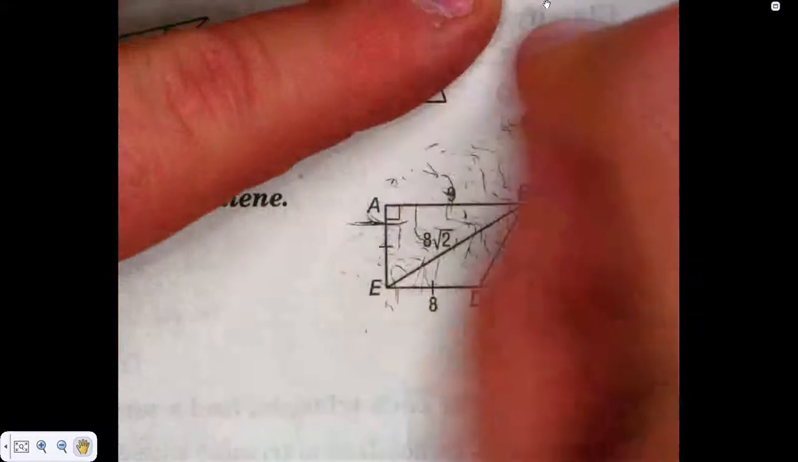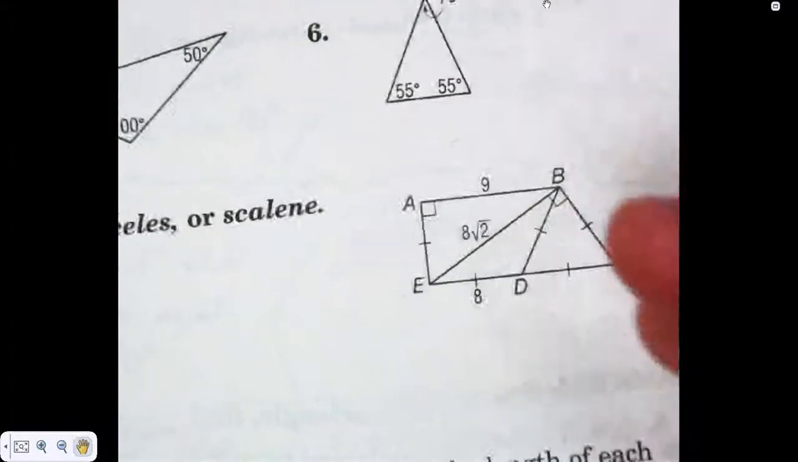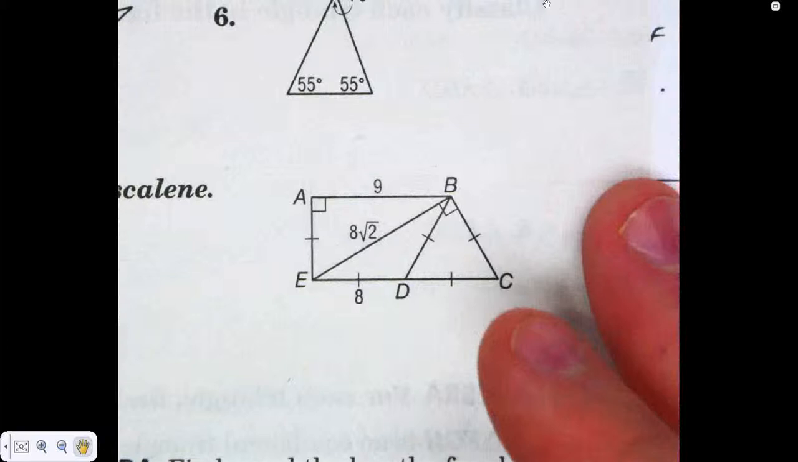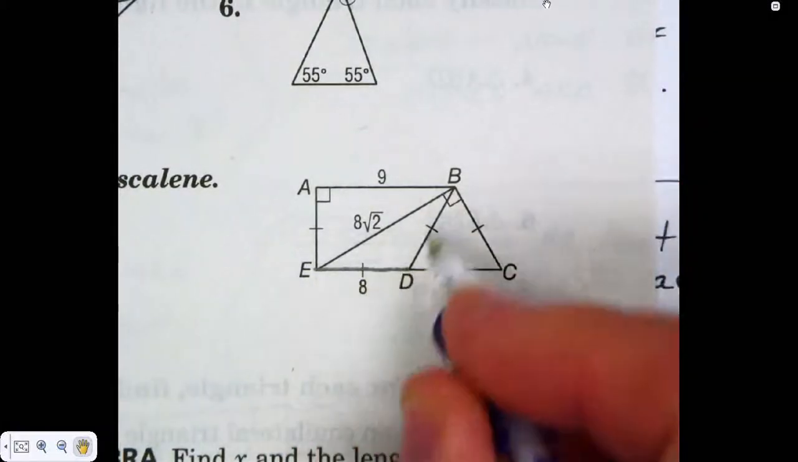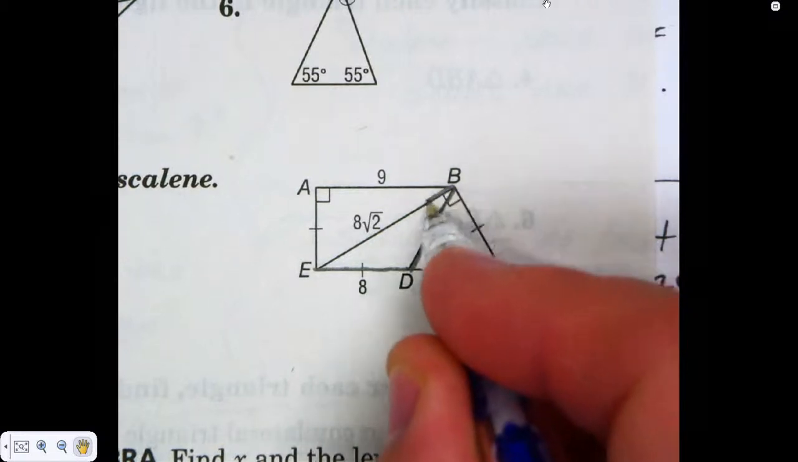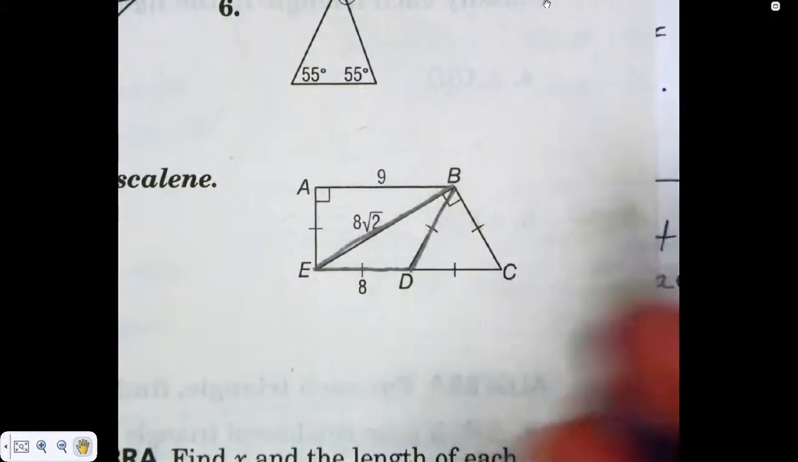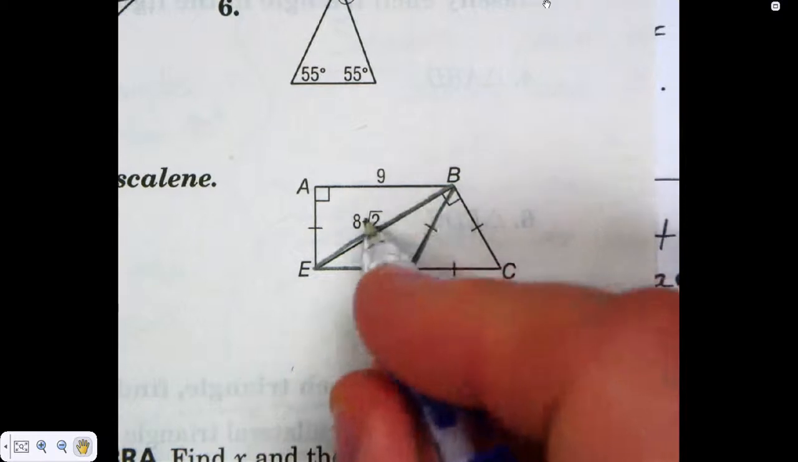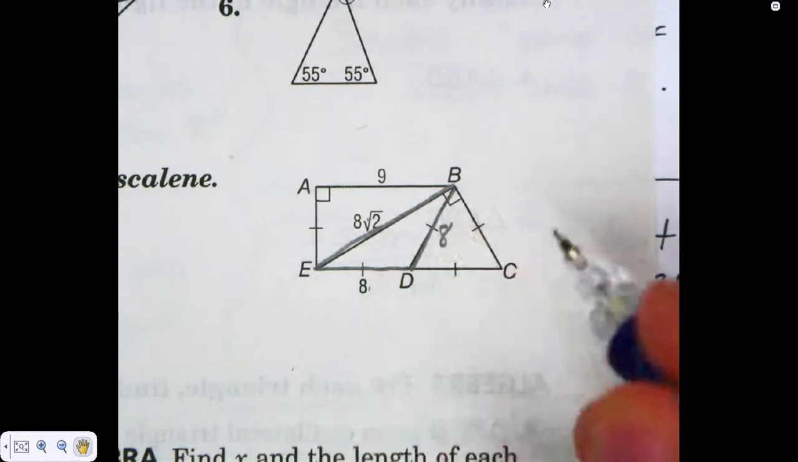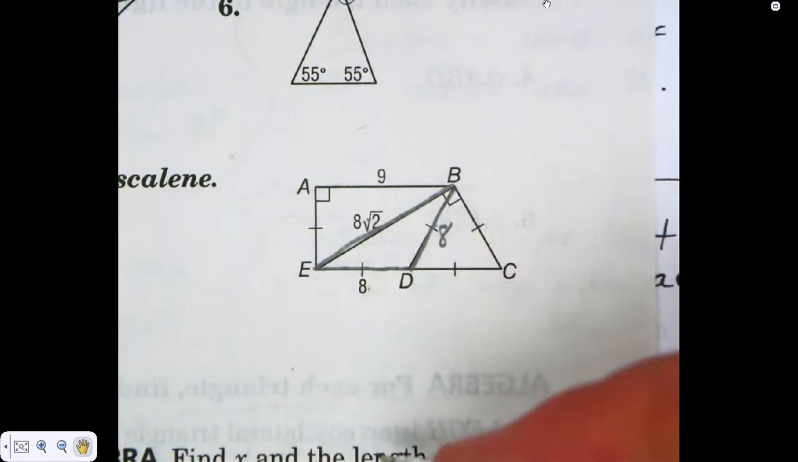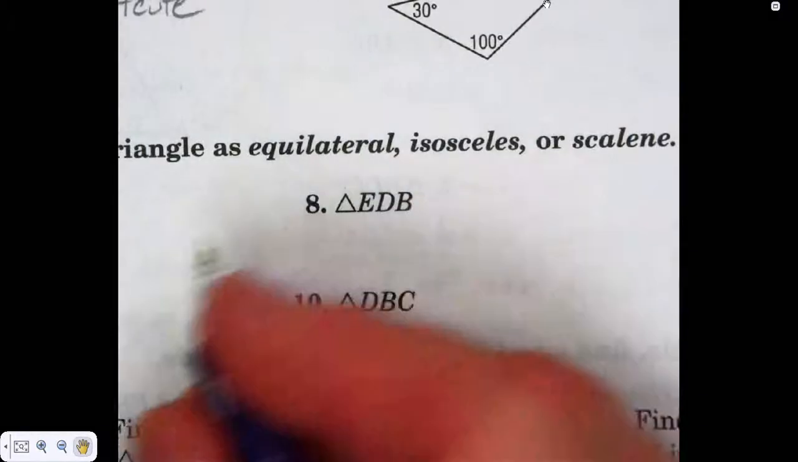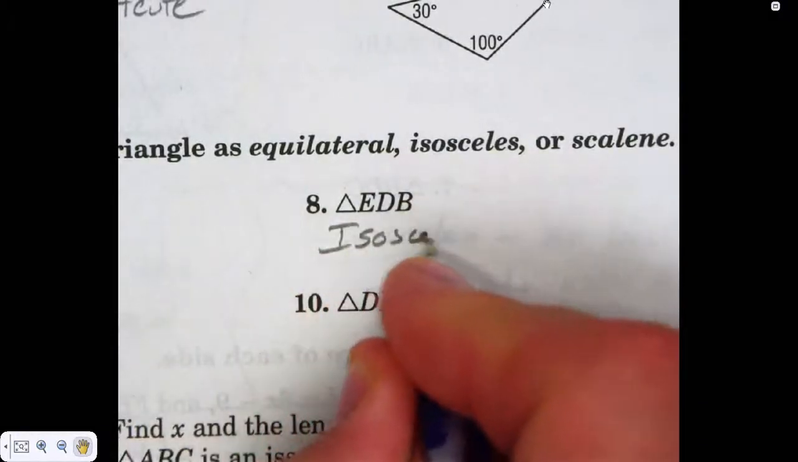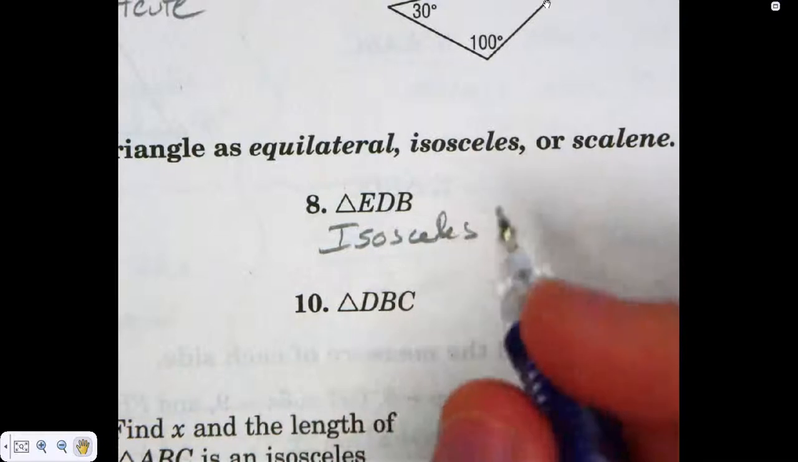I'll erase my marks here so we can highlight the next one. Number 8 is triangle what? Someone tell me. So E to D to B, what would I need to finish that triangle with? That line right there, right? Okay, this side's 8, this one's 8 square roots 2. What's this side? 8, because it's congruent to this one, so it's 8 also. What type of triangle with regards to its sides do I have here? Isosceles. That's because you had 2 sides congruent, so I should write that out.